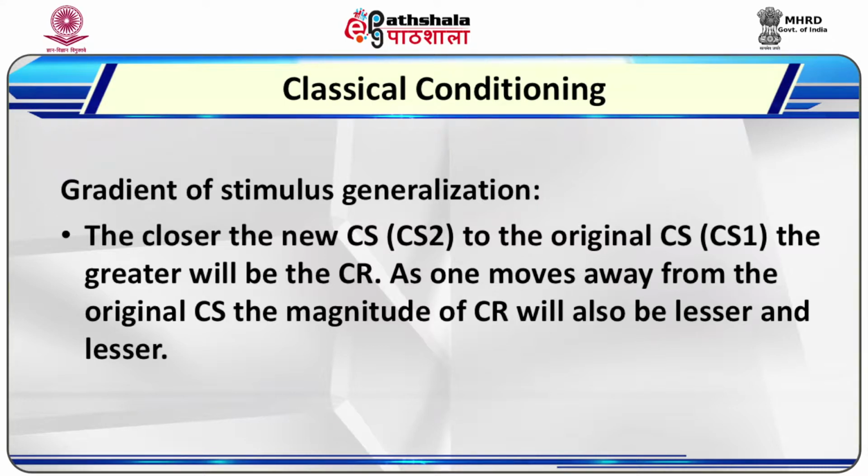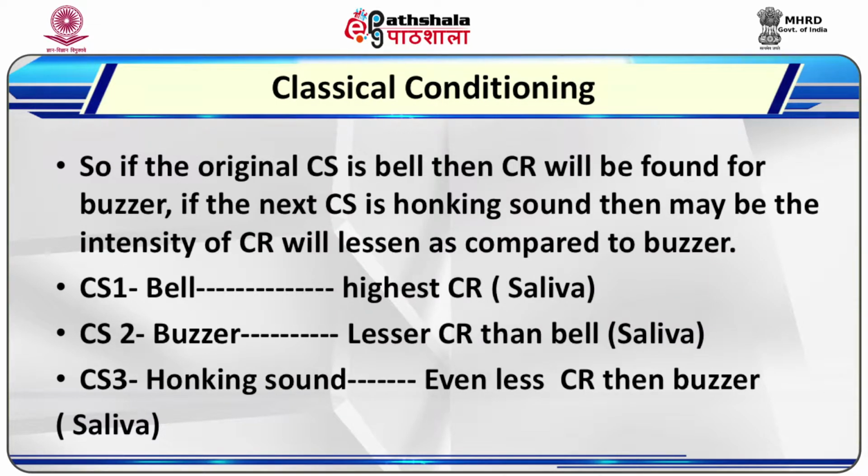Gradient of stimulus generalization. The more the similarity between the original CS and the new CS, the greater will be the generalization. As the similarity decreases, so does the generalization. Thus, there is a gradient of stimulus generalization. In the dog experiment, the bell is the original CS. If a buzzer is presented, then CR is given by the animal, but the intensity will be lesser than if another sound such as a metronome is used. You may still get CR, but it will be of even lower intensity than that of the buzzer, and finally for an alarm as CS, one may not get any CR.